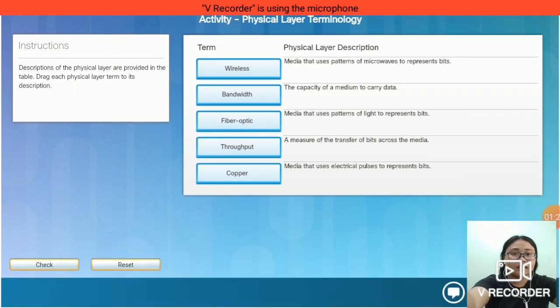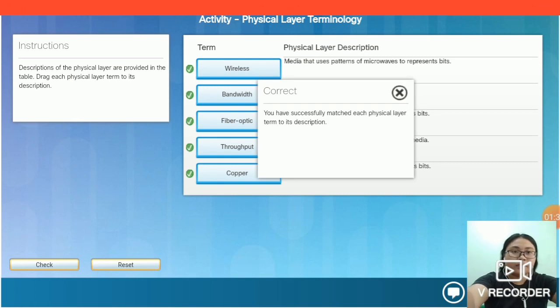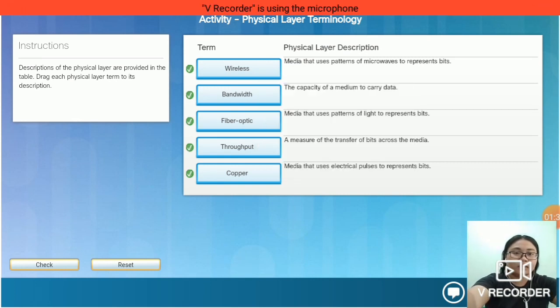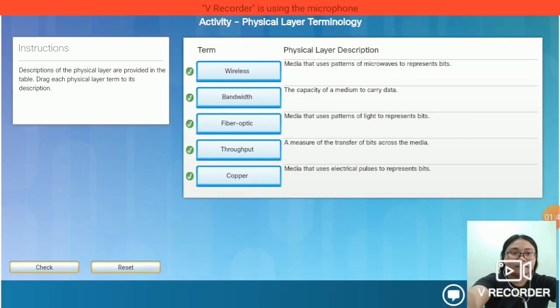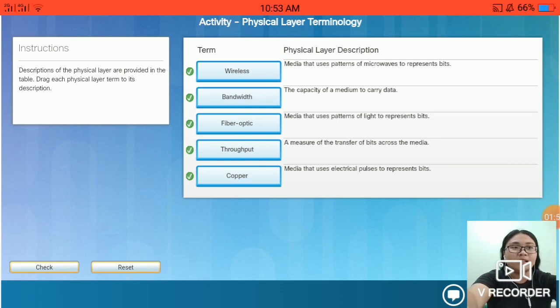So let us check if my answers are all correct. All of them are correct. So I will discuss each of them. Wireless. A wireless network allows your business to provide secure wireless access to the internet for guests such as customers or business partners.